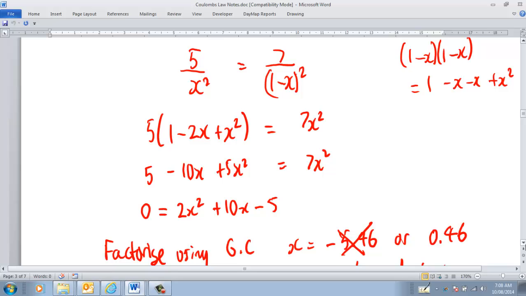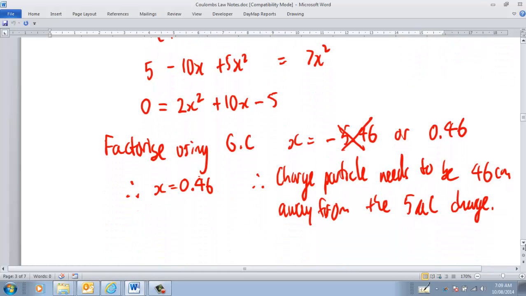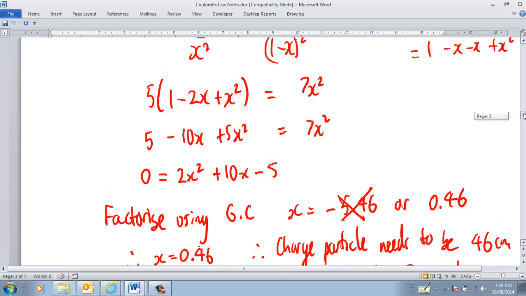Now if you solve it on your graphics calculator, you'll get the distance of x being either negative 5.46 or 0.46. Now obviously it can't be negative 5.46 because that means it's actually outside of the metre. So it's going to be 0.46 metres. So therefore that's how far from the 5 nanocoulomb charge that we're going to need to be. Alright? Interesting concept, but you know, it's not that hard. It's just using a ratio and equating the two forces.